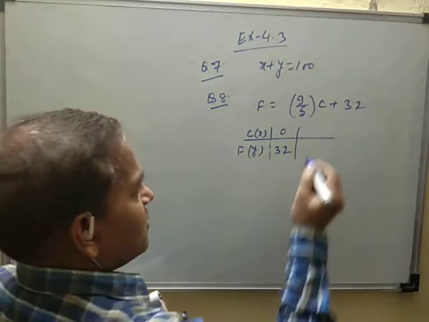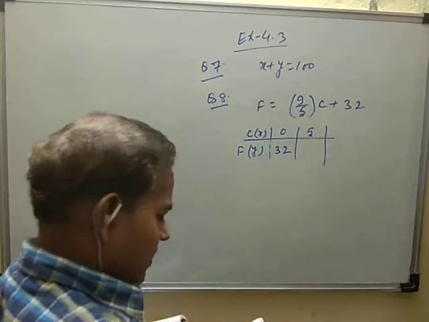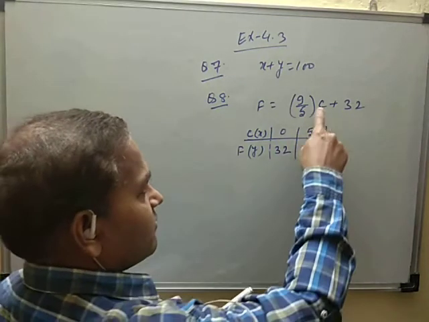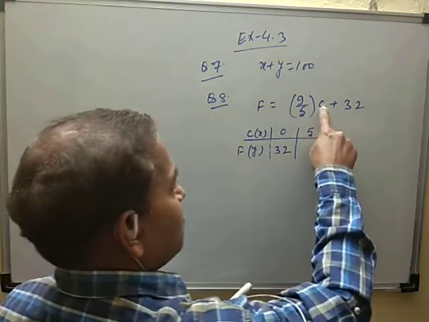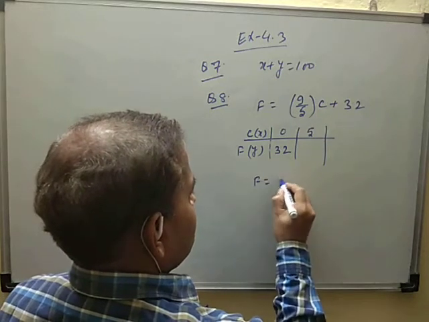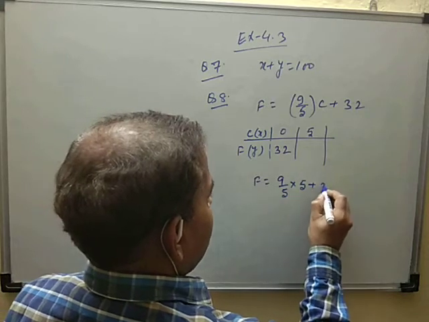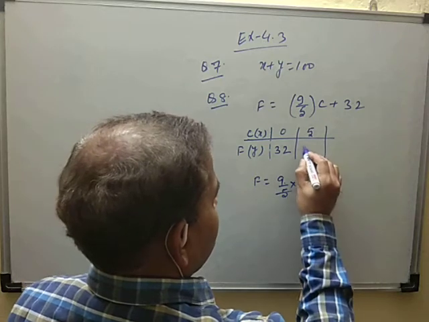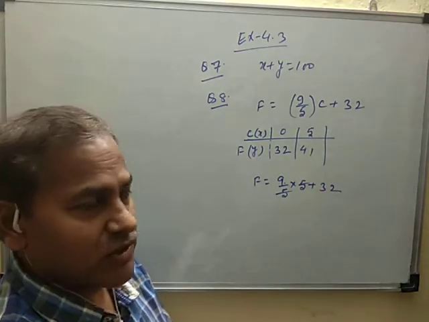Next value, suppose C is equal to 5. Why suppose 5? Because the 5 cancels, making the calculation easy. So when you put C as 5, the 5 cancels. F is equal to 9 by 5 into 5 plus 32. Cancel, 9 plus 32 is 41. So F is equal to 41.